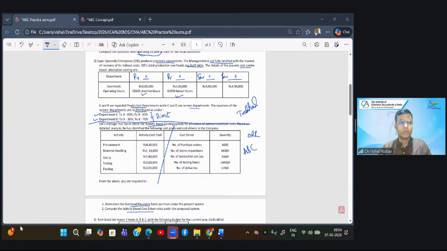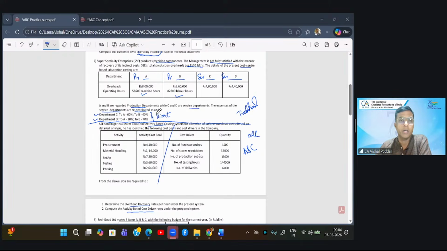What is the total cost of A after secondary distribution? Okay, Nikun says 11,72,000. Yes. What is that of B? 8,28,000. Students, all of you are supposed to confirm this. So 1172 and 828 are your total costs after the secondary distribution, which is of department C and D cost.